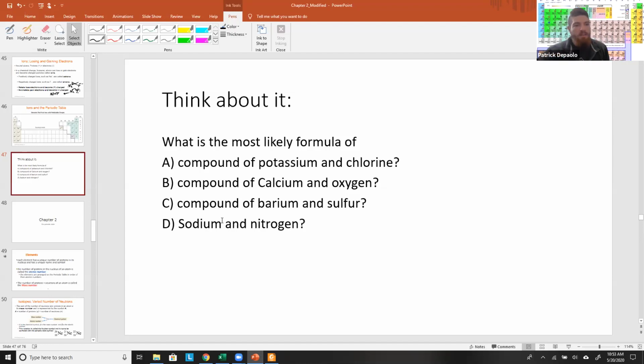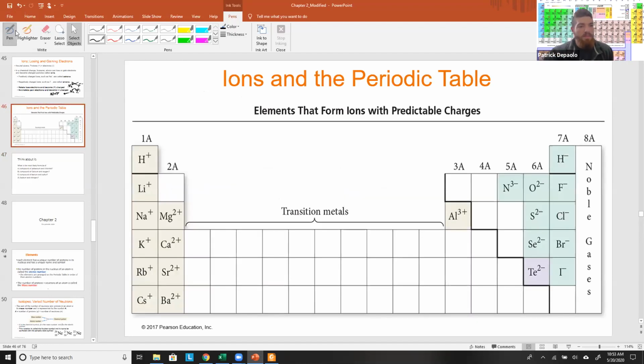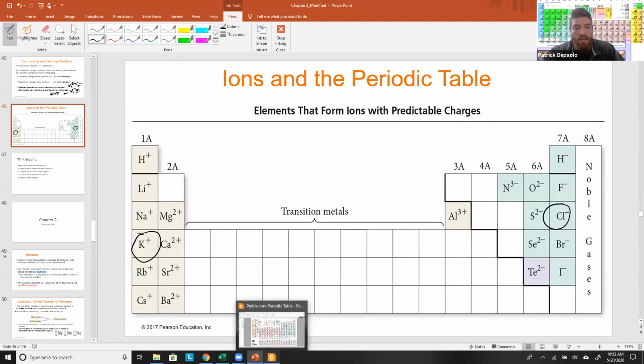All right, so potassium and chlorine. Let's look back here at the periodic table. Potassium is K right here. Chlorine is Cl right here. Can anybody tell me via chat or talking what would be the best formula for that? Why can't I get the chat window up? There we go. KCl, perfect. And the reason why is because K is +1, Cl is -1, so KCl balances out perfectly.